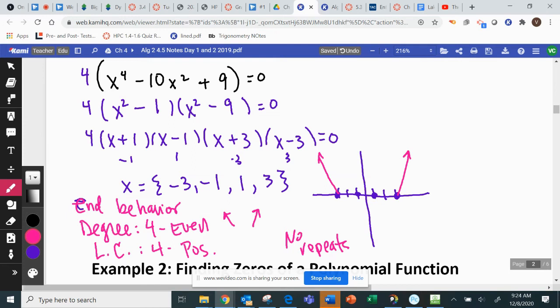Since there's no repeats, each of these is going to just pass through one time, and I have to connect the ends. So in order to pass through this once, but also pass through the next one only once, I have to turn it around somewhere. And I have to turn this around somewhere, and then I have to turn this around somewhere. It's going to look something like a W. That's how I'm going to pass through each of these once. We can graph it to check it.